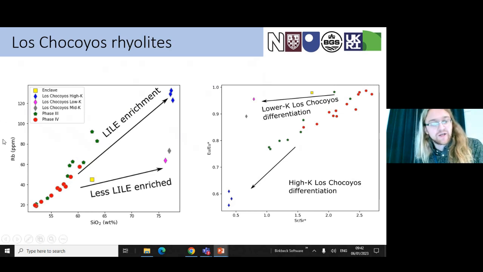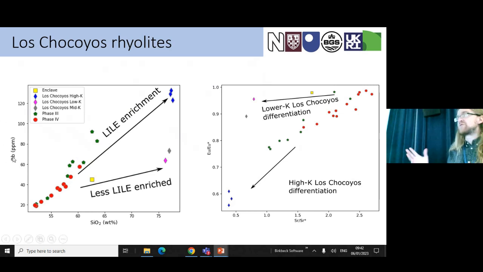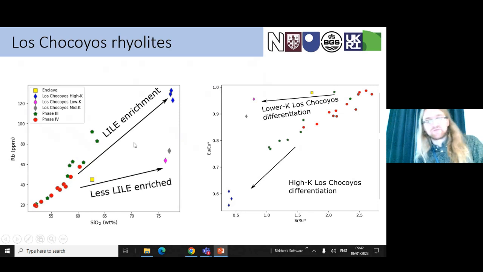Some of the key trace element plots again. If we look at the rubidium as sort of a proxy for just general large ion lithophile content, we see really strong large ion lithophile enrichments in the Lost Turquoise, the high potassium Lost Turquoise pumice, and much less enriched signatures for the lower potassium rhyolites, similar to the different trends that we see with the stratovolcano lavas, and the enclave magma is also pointing towards this less large ion lithophile enriched trend.